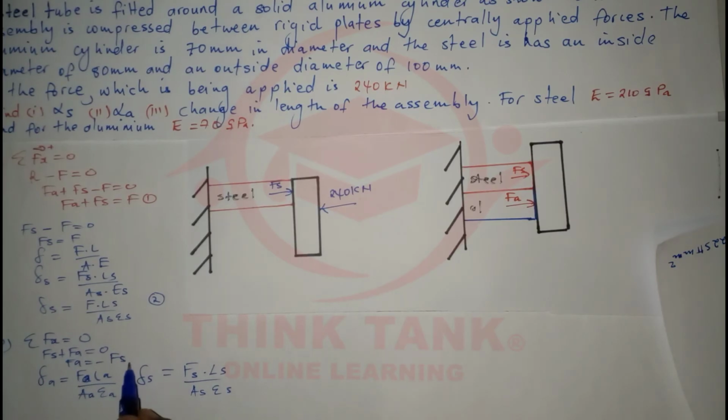Okay, so this is what we have, and from here I think we have said that Fa is equal to negative Fs. So if you want to modify something right here, for Fs you can write negative Fa. So it's going to be negative Fa Ls over As Es. This is going to be the third equation.